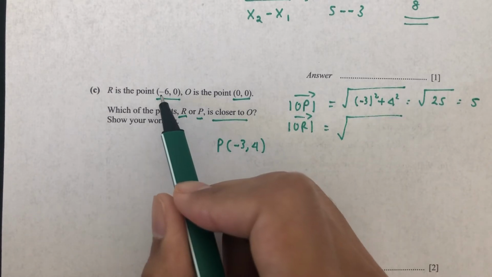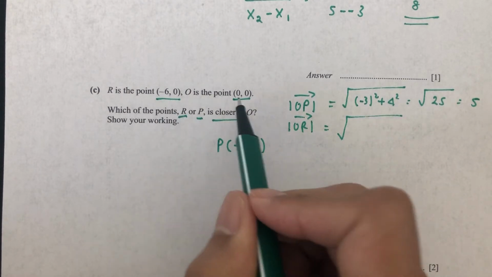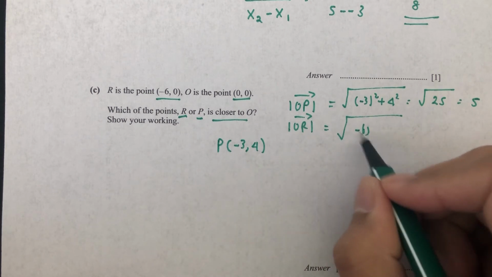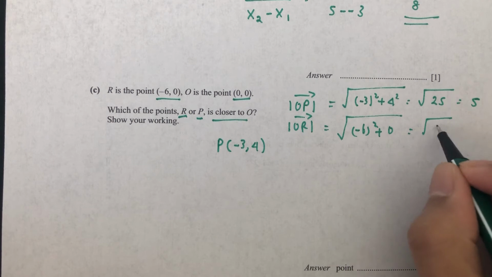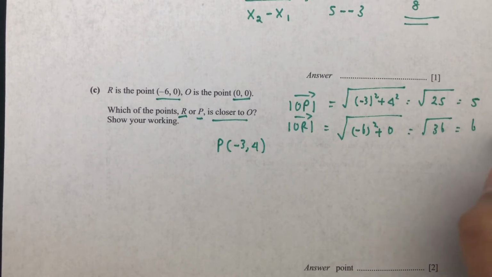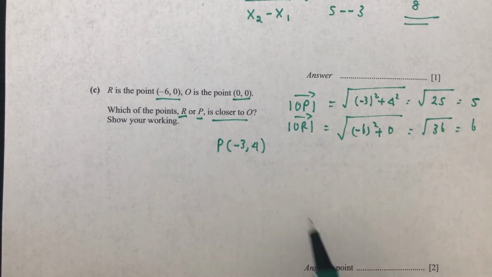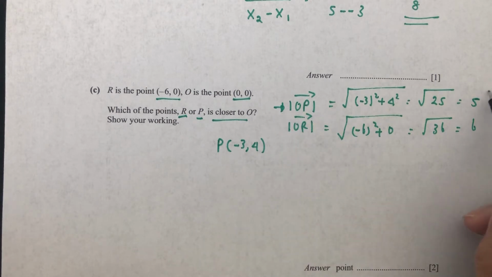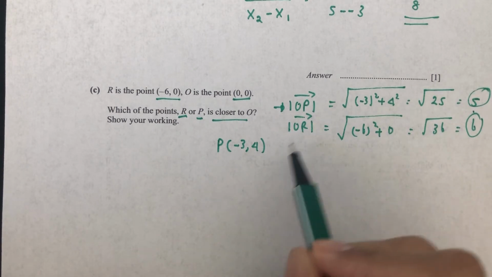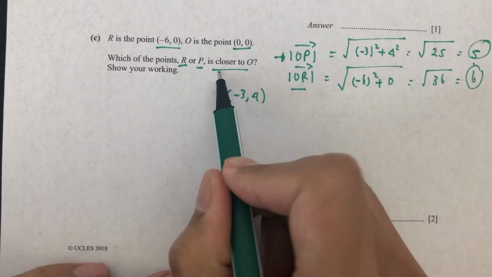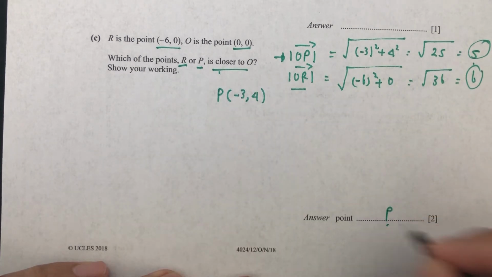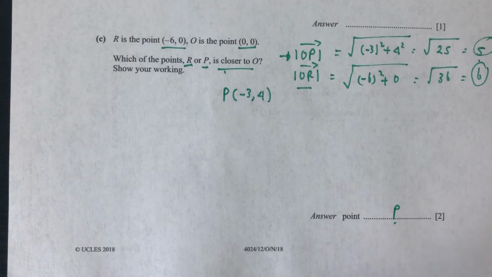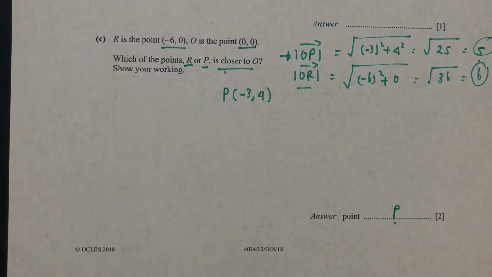R is the point 0, 6, so 6 minus 0 is 6 squared, and then 0 minus 0 is 0, so that will be 36, which will be 6. So which one is closer to O? The point P, because the distance is only 5 compared to 6 with OR. So the point closer to O will be point P. Moving on to question number 21.